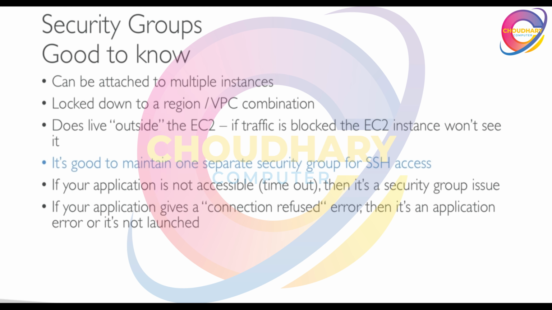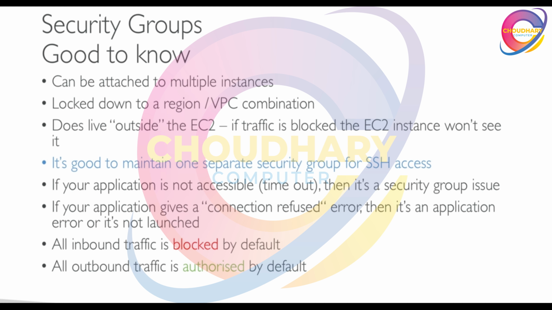But if you receive a connection refused error, okay, you actually get a response saying connection refused, then the security group actually worked, the traffic went through, and the application was errored or it wasn't launched or something like this. So this is what you would get if you get a connection refused. By default, all inbound traffic is blocked and all outbound traffic is authorized, okay?